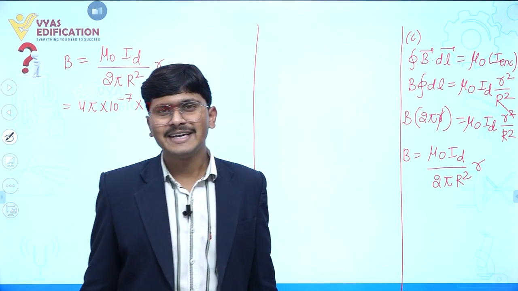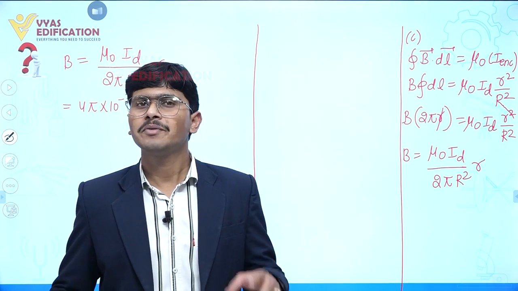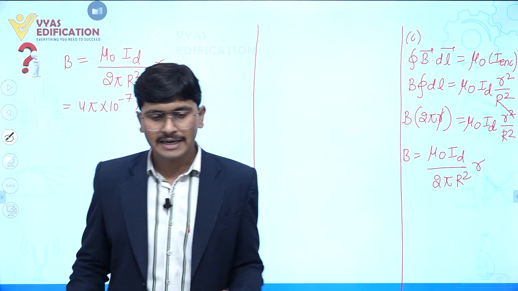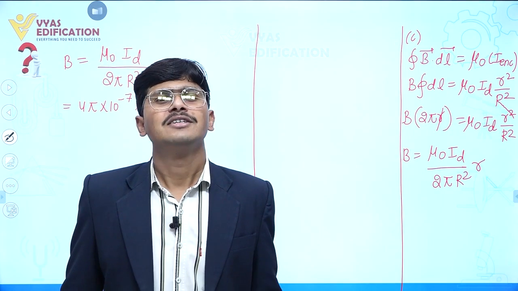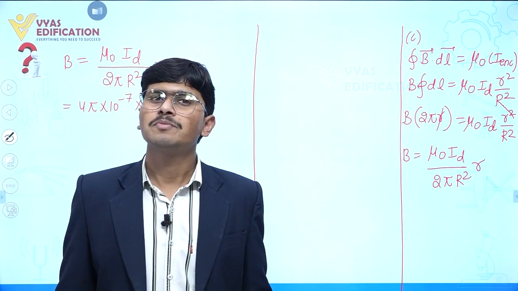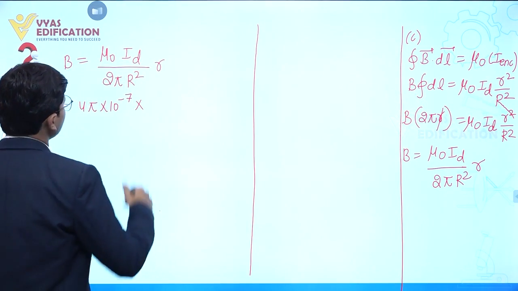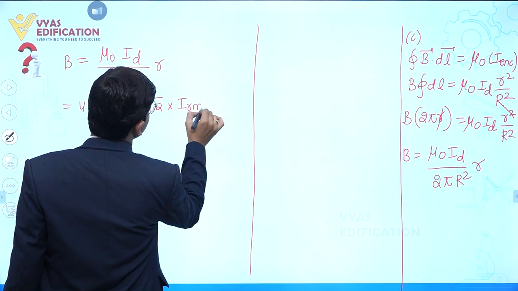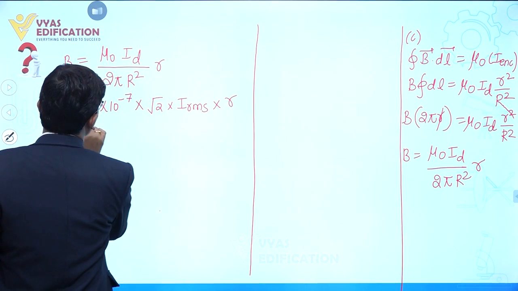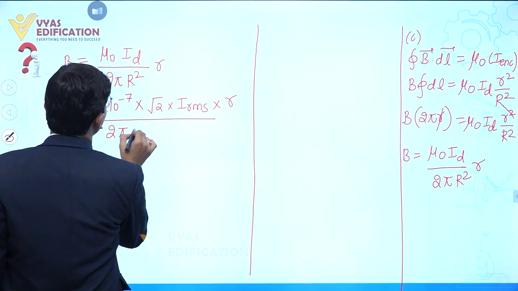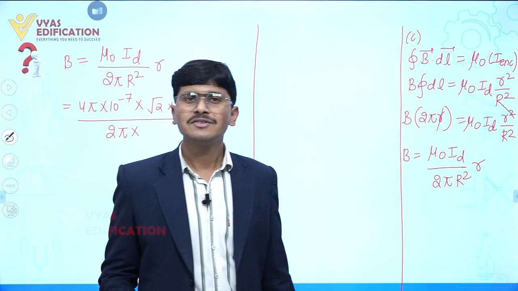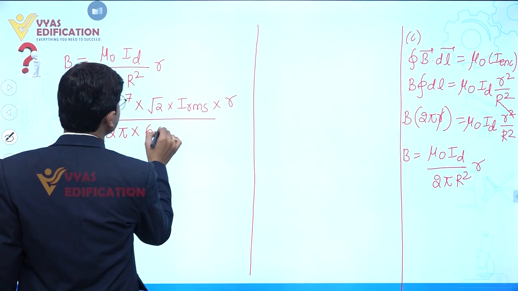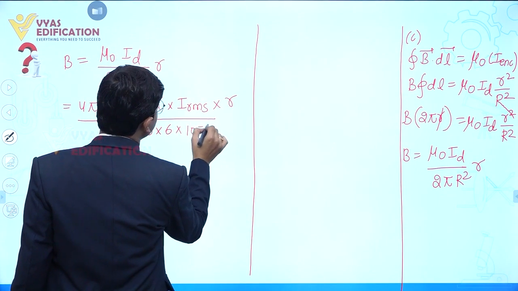Now what is the value of I_D? I_D is actually the maximum current between the parallel plate capacitor, and when conduction current is equal to displacement current, we can say this I_D corresponds to the maximum value of current. So the maximum value of current is equal to under root 2 times I_RMS. Clear? Multiplied with r, divided by 2 pi into R square. Capital R we have 6 centimeter, so 6 into 6 into 10 to the power minus 4.